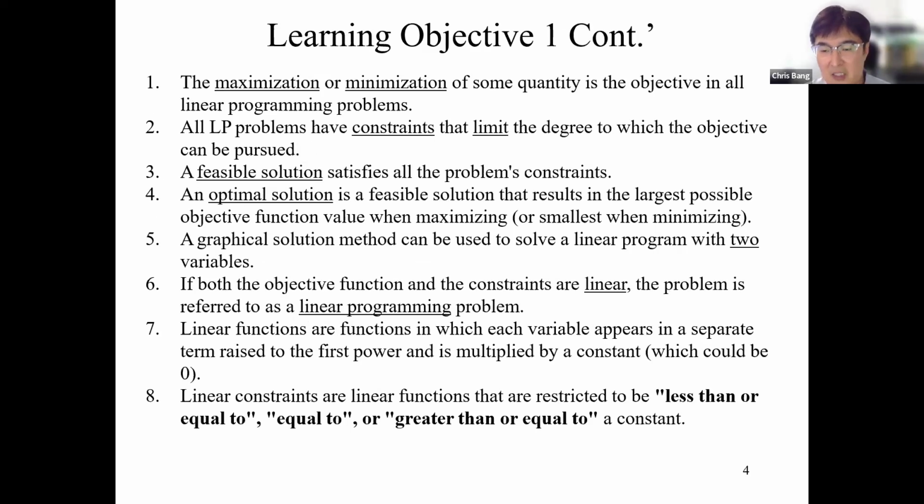In every linear programming problem, we try to either maximize or minimize some objective, such as maximizing profit, minimizing cost, or maximizing output. At the same time, we must satisfy all constraints, which represent resource limits or business rules. A feasible solution is any solution that satisfies all constraints. An optimal solution is the feasible solution that gives the best objective value. When we have only two decision variables, we can often solve the LP problem graphically.